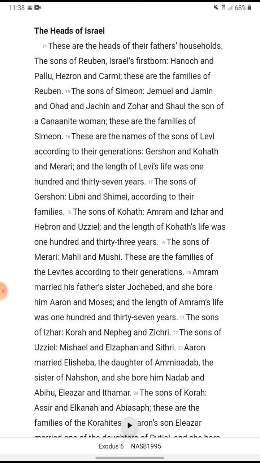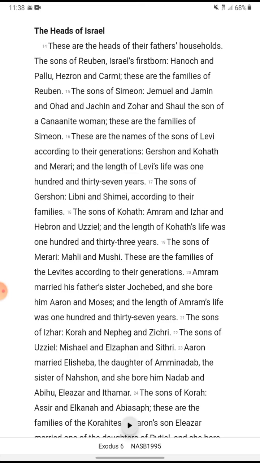So, starting in verse 14, these are the heads of their fathers' households. The sons of Reuben, Israel's firstborn, Hanok and Palu, Hezron and Carmi. These are the families of Reuben. The sons of Simeon, Jemuel, Jamin, and Ohad, and Jakin, and Zohar, and Shaul, the son of a Canaanite woman. These are the families of Simeon. These are the names of the sons of Levi according to their generations, Gershon, and Kohath, and Merari. And the length of Levi's life was 137 years.